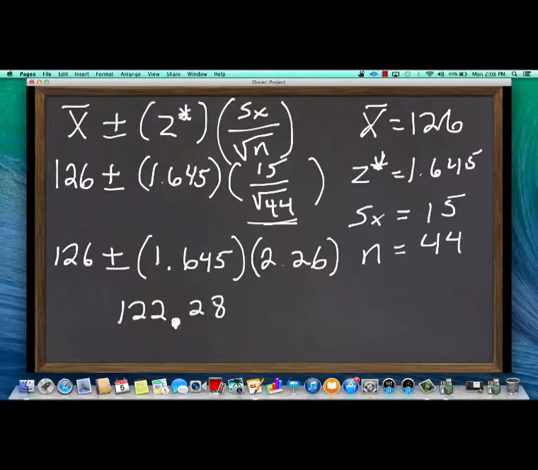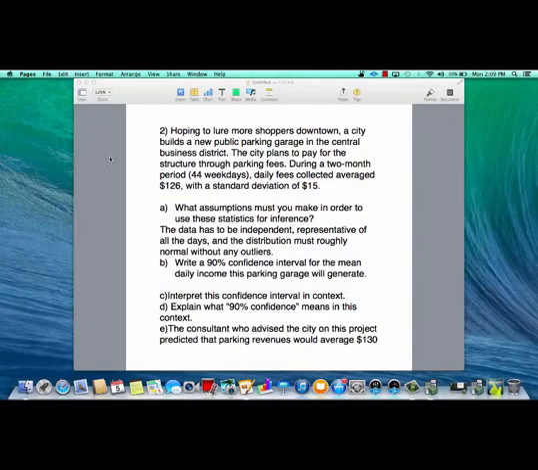$122.28 and $129.72. So that is our confidence interval, 90%. All right. So I'm going to bring the question back up. So we've already done this part. We got our confidence interval.